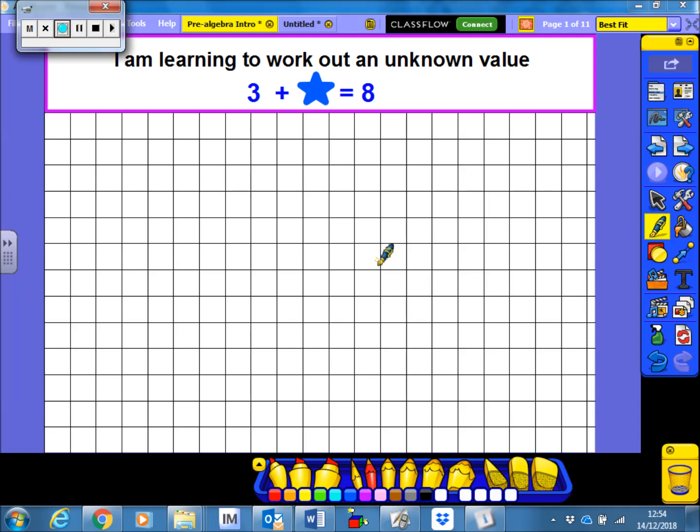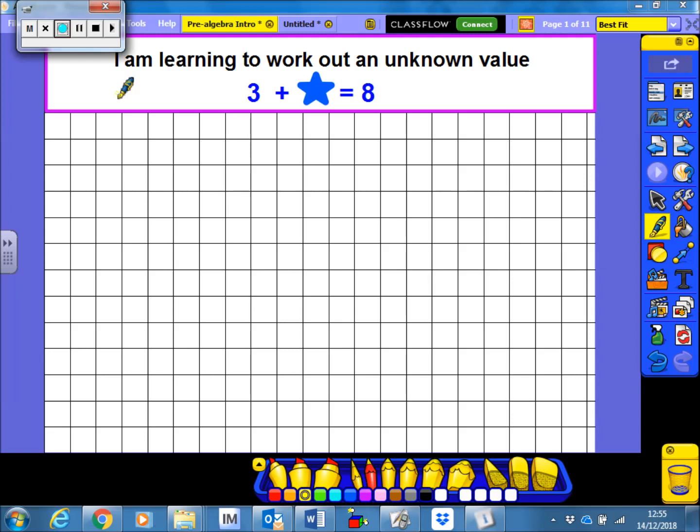Hi guys, in today's video we're learning how to work out an unknown value in a math sum. Now usually when we do any sort of maths, we take a couple of numbers and we do something to them, maybe adding them, subtracting them, multiplying or dividing them, and once we've done that we get an answer coming out the other side. It's usually the answer, the thing that comes after the equal sign, that we are trying to work out. So we're usually trying to work out the bit that comes after the equal sign.